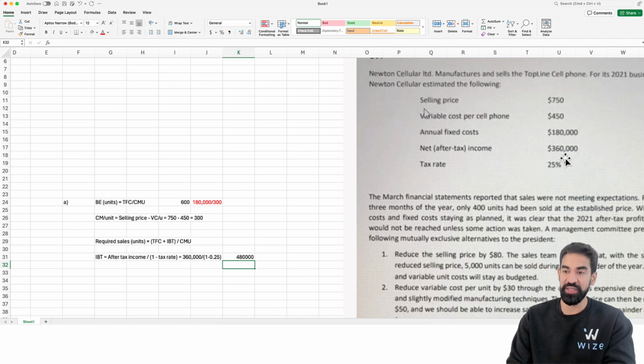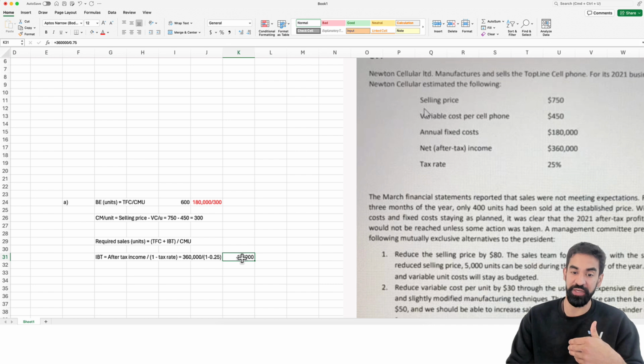Or you could set it up as 0.75 times X equals 360,000, because if I have to pay 25% of tax, that means I'm left with 75% after tax. So 75% of what? Of X. So if you did 75% of 480,000, it would give you 360,000. But we just use this formula. It's just faster. Divided by 1 minus the tax rate.